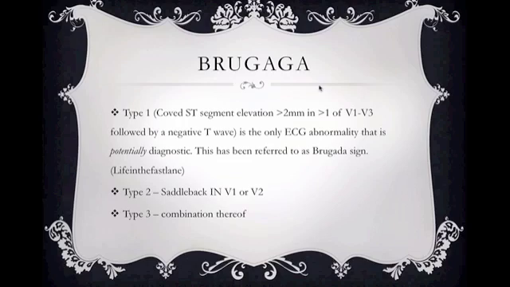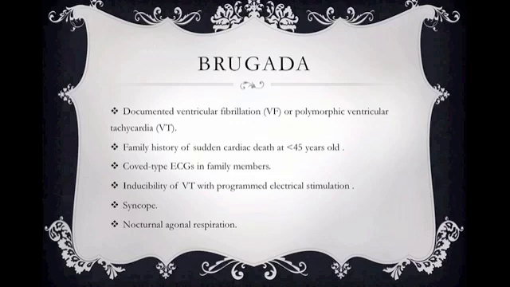You need to do a diagnostic workup to say that they have Brugada's syndrome. Type 2 and type 3, just to put it in here, you're looking at a saddleback in V1 or V2, and a type 3 is a combination thereof, but we're not going to be talking about type 2 or type 3. We're looking at type 1. So we're looking for Brugada sign in type 1. In order to say they have Brugada syndrome, they need to have one of these, right? Documented VFib, coved type EKG in family members, nocturnal agonal respirations.